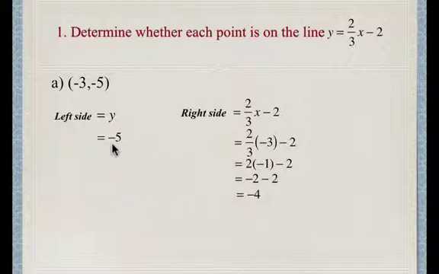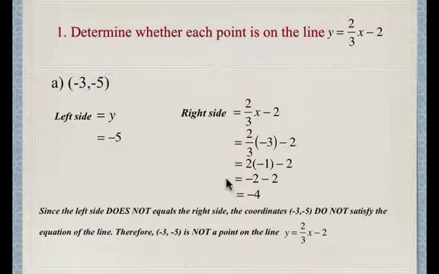Now if you note, the left side is -5, the right side is -4, so the left side doesn't equal the right side, and that means that the point -3, -5 is not on the line y equals 2/3 x minus 2.